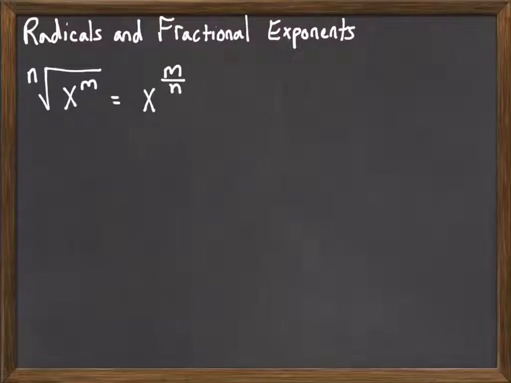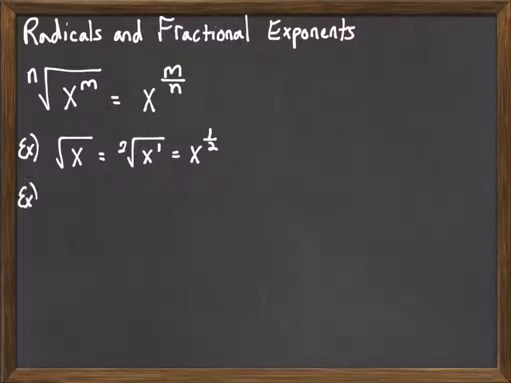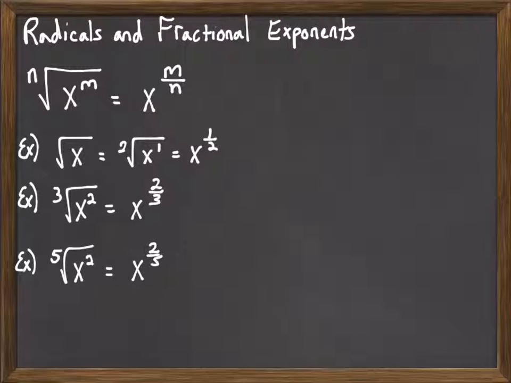to take a radical, like for example square root of x, which we could rewrite as second root of x to the first. And we'd use this relationship to write square root of x using fractional exponents. That would be x to the 1/2. As another example, consider cube root of x squared. Again, it's x to the m over n, in this case x to the 2/3. Or as a third example, what about fifth root of x squared? That would be x to the 2/5.